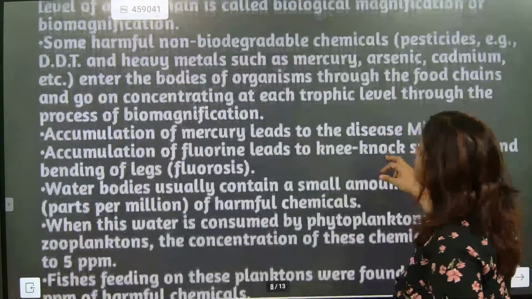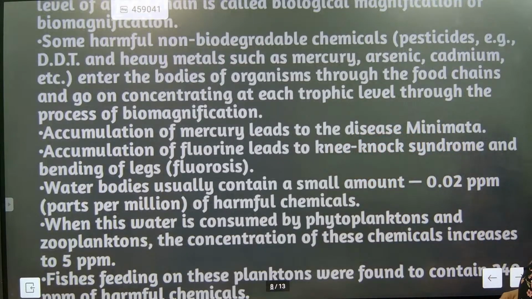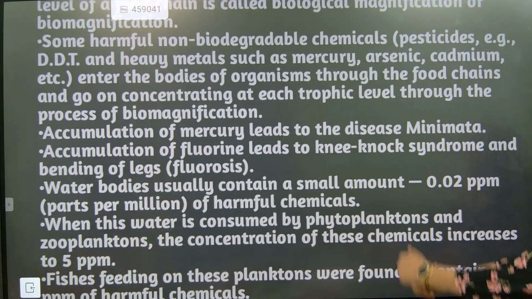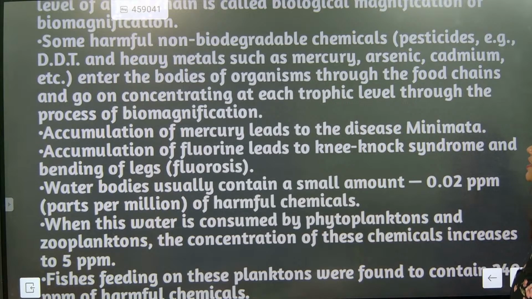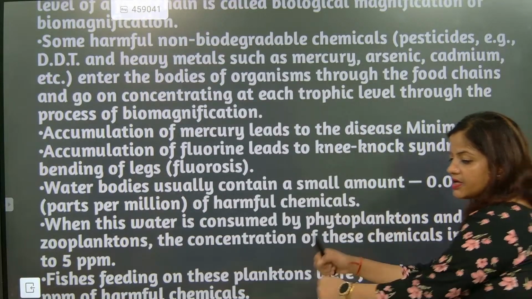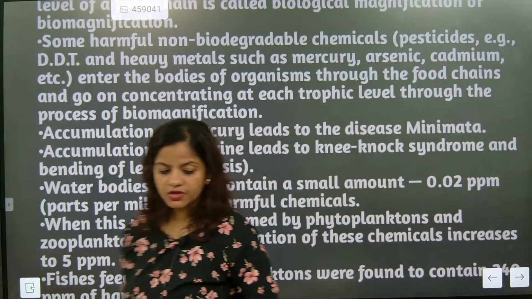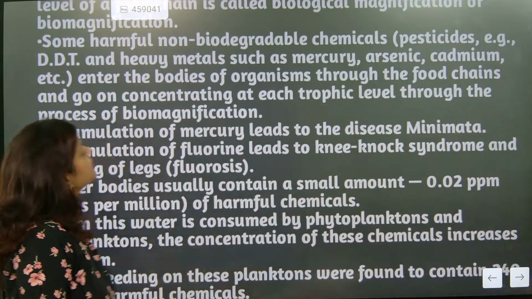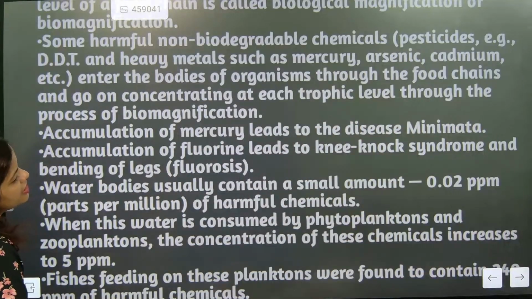The accumulation of mercury leads to the disease called Minamata. Note this down. The accumulation of mercury leads to the disease called Minamata. The accumulation of fluorine leads to knee knock syndrome and bending of legs. So definitely the person will have fluorosis.